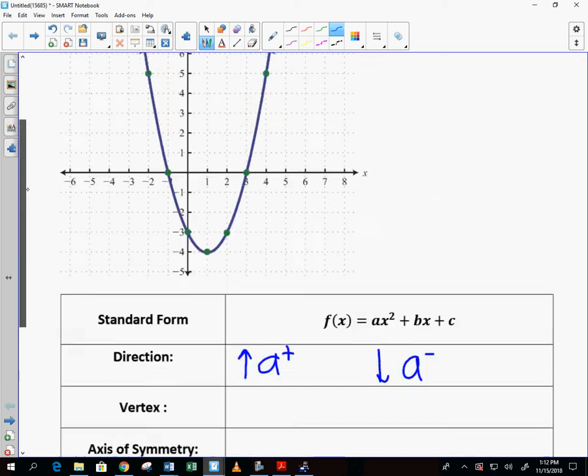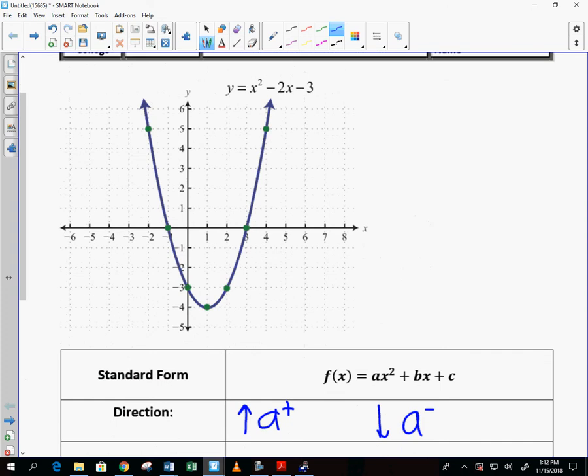Okay. The vertex is this spot right here. The vertex is either the lowest point of the parabola or the highest point of the parabola. There's a formula that we can use to determine the location of the vertex.